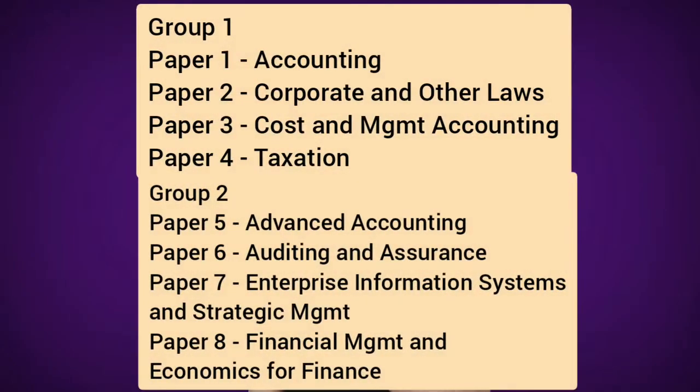There are 8 separate papers that are further divided into Group 1 and Group 2. Each paper is individually of 100 marks, and the total time to give the exam for each paper is 3 hours. The rules for passing this examination are also similar to the CA Foundation course, that is a 50% aggregate in the entire exam and a 40% or greater aggregate in individual subject papers.